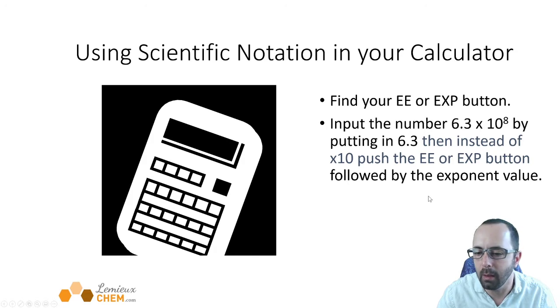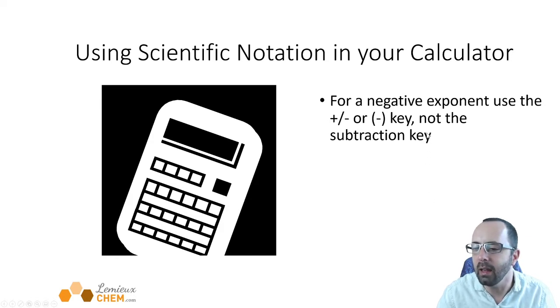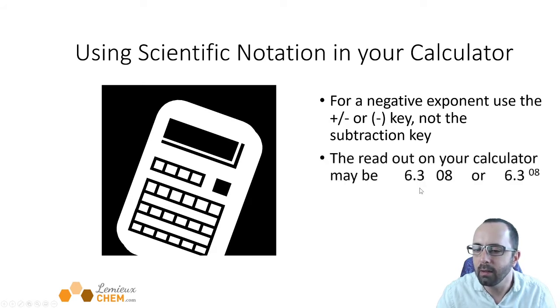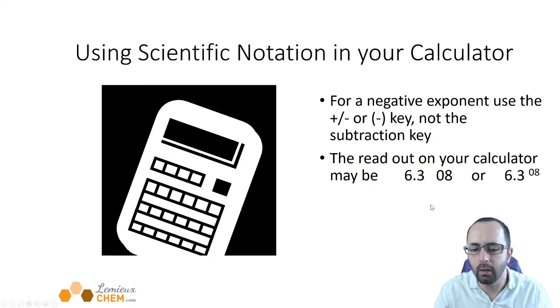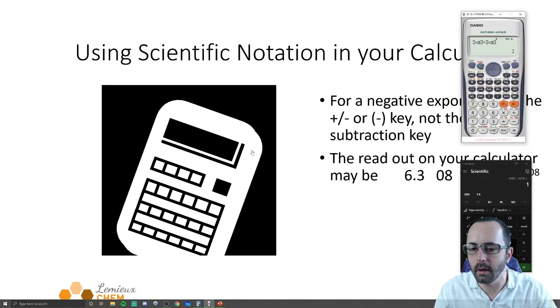And you saw a couple examples of what it will look like. It will look different on every calculator. Also, if you want to put a negative exponent, make sure to use the plus or minus key or the parentheses minus key, not the subtraction key, because that's a completely different thing. Your calculator may look different depending on which one it is, but these all mean 6.3 times 10 to the 8. Let's say I want to put a negative exponent. I'll show you guys an example of a negative exponent.